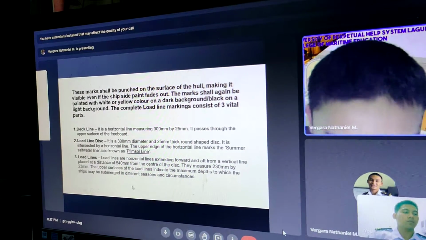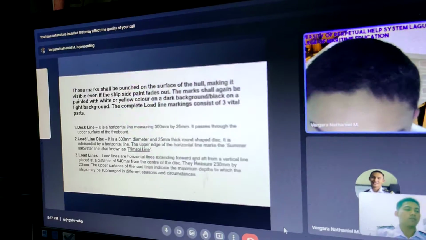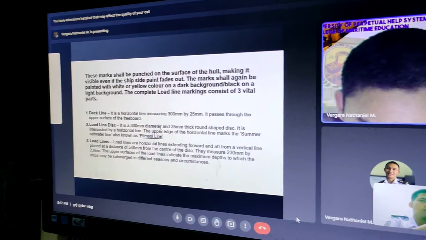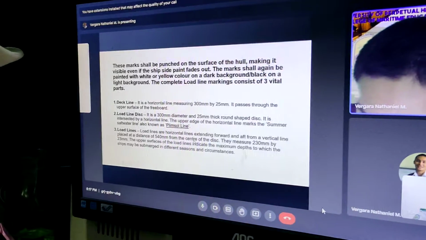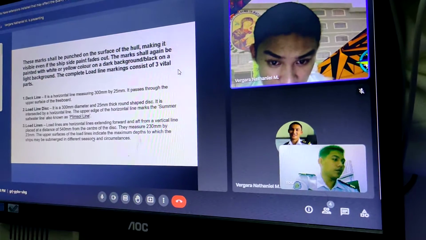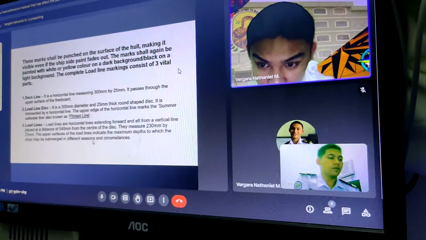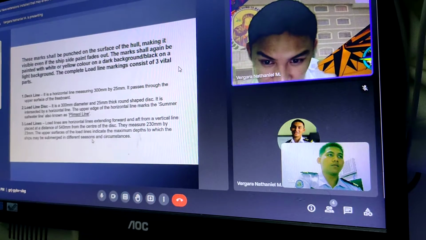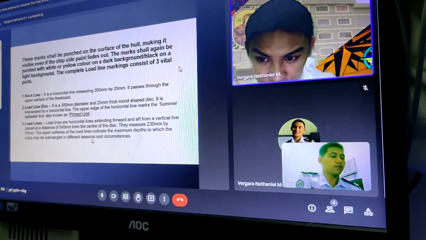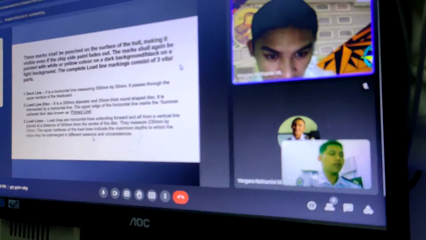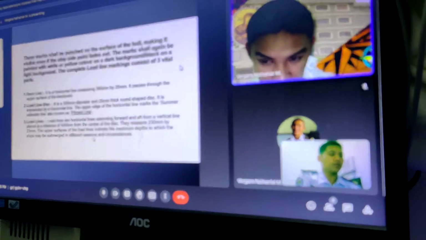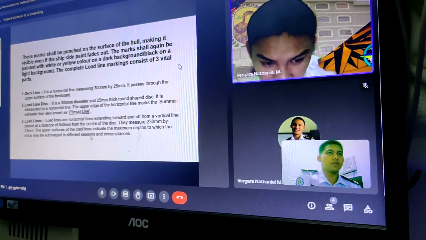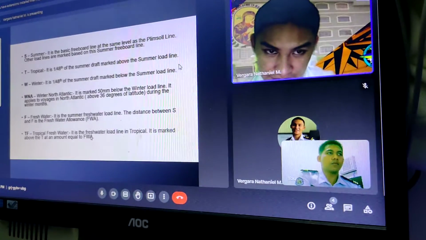Load lines. Load lines are horizontal lines extending forward and up from a vertical line placed at a distance of 540 mm from the center of the disc. They measure 230 mm by 23 mm. The upper surfaces of the load lines indicate the maximum depths to which the ship may be submerged in different seasons and circumstances. S, Summer.